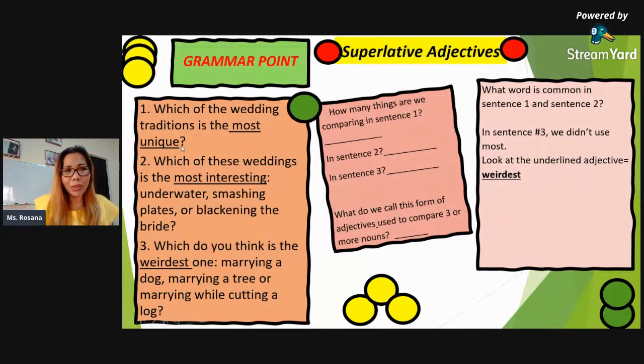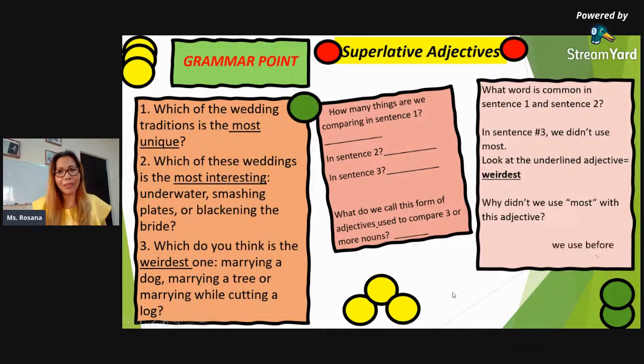How many syllables when we say unique? Unique, there are 2 syllables, right? When we say interesting, there are how many? 4 syllables, right? Now, when do we use most and when do we use est? Okay, let's take a look. Let's take a closer look. Look at this. You say most unique, most interesting, weirdest.